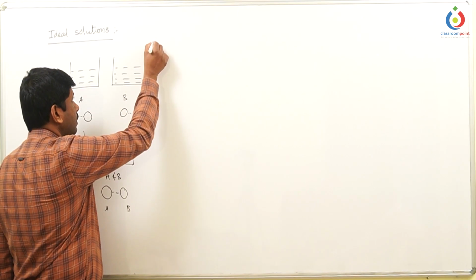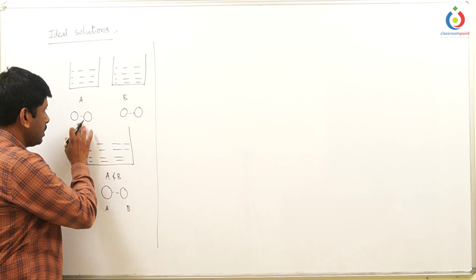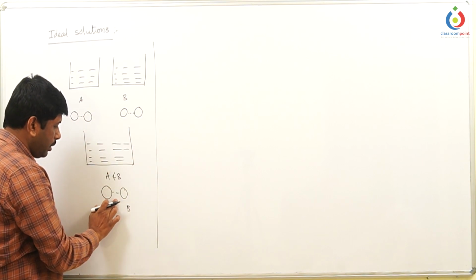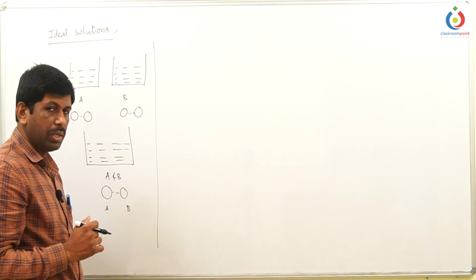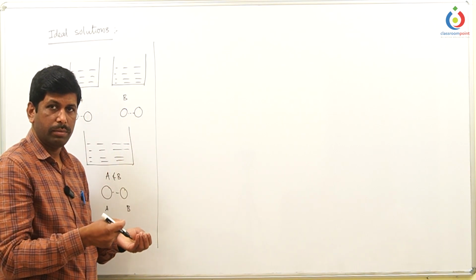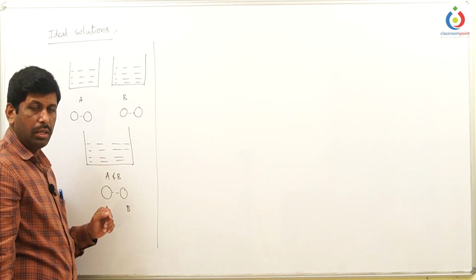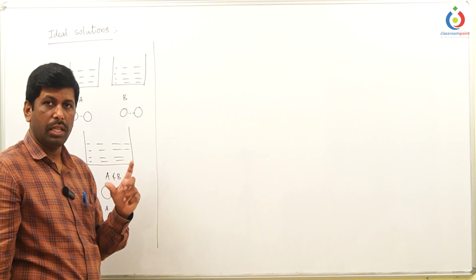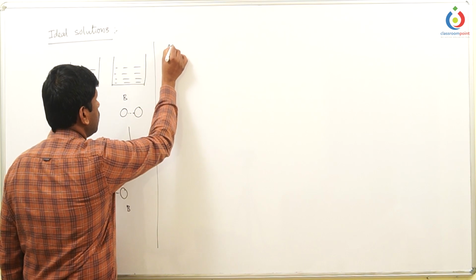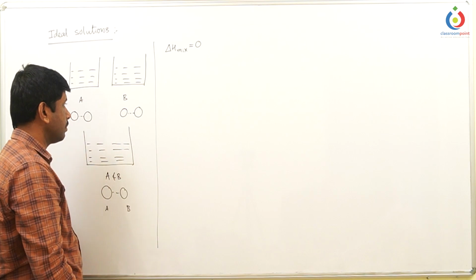So what happens if this is the case? If attractions are similar, then breaking of the bond and formation of the new bond will not require much difference of energy. That means to break this bond, whatever energy you are providing, the same amount of energy shall be released when these two get attracted to each other. That means the net amount of energy, the net enthalpy change, is equal to 0. So for all ideal solutions, delta H of mixing is equal to 0.